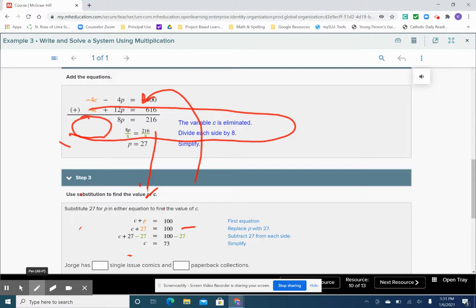Hopefully this helps. This will help you do your task cards, and this will also help you do your Google assignment that is due on Friday. So check Google Classroom for your Google assignment. This was really good practice.